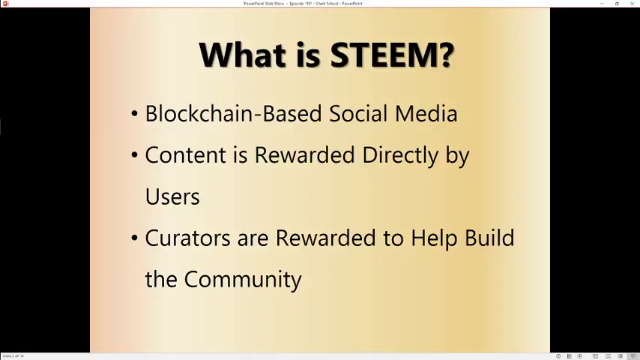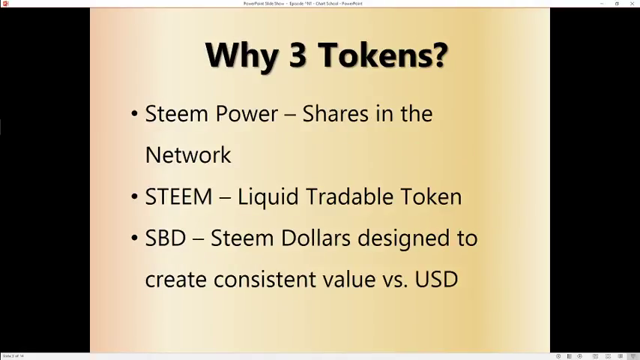Now, how is that broken down? Let's go to the next slide. Within Steem, there are effectively 3 tokens: Steem Power, Steem, and Steem Dollars, or SBDs. Let's start with Steem Power because it's the most important. It's the heart of the entire system. Steem Power is your shares in the network.